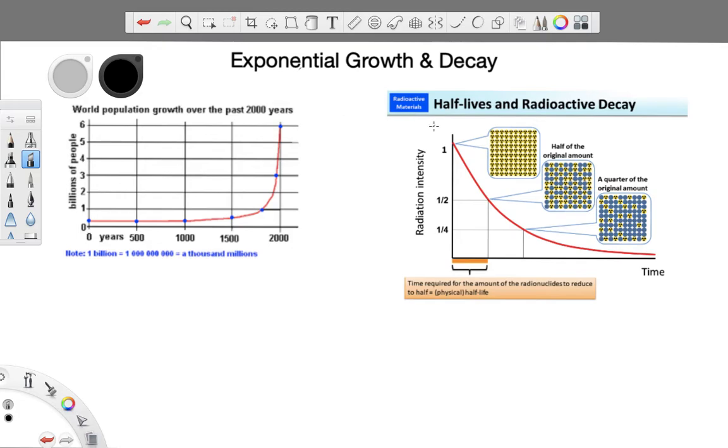And then exponential decay, we can see that the graph goes the other way. So it sort of dips, if you like. And this is to do with half-lives and radioactive decay. So in physics, if you've studied radioactivity, you will know about half-lives and how radioactive substances break down and decay. So they're examples of exponential growth and decay.